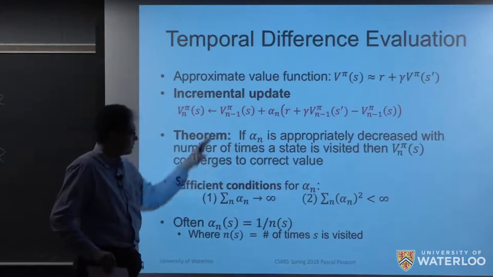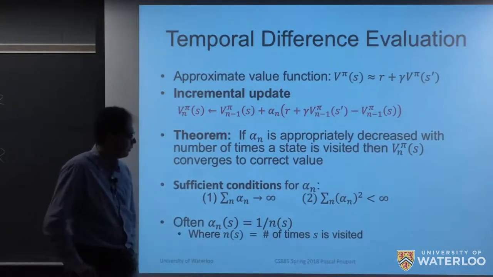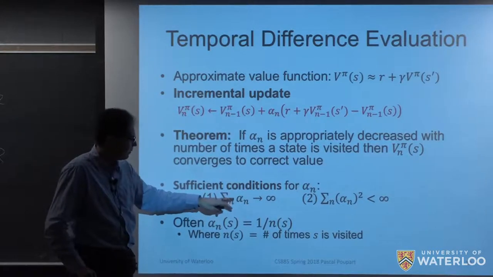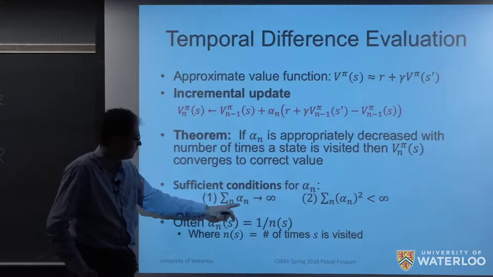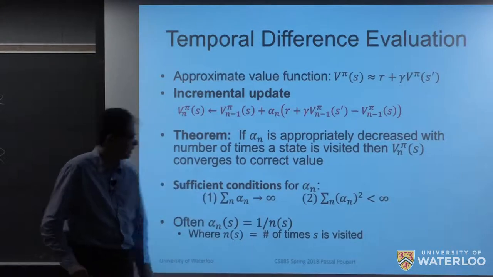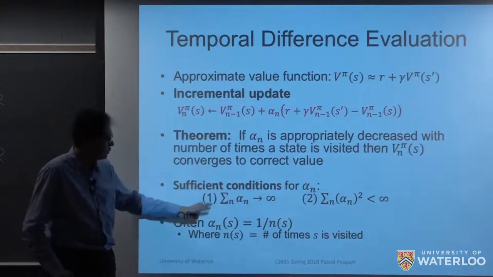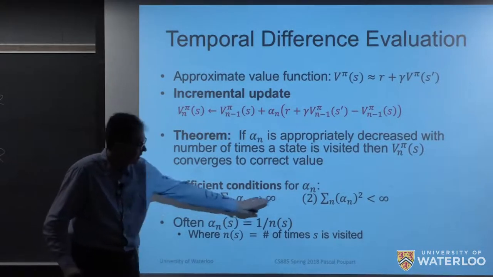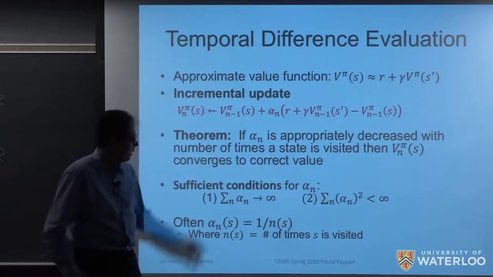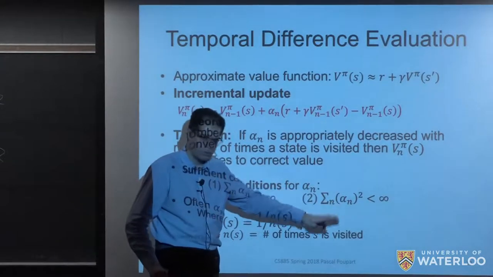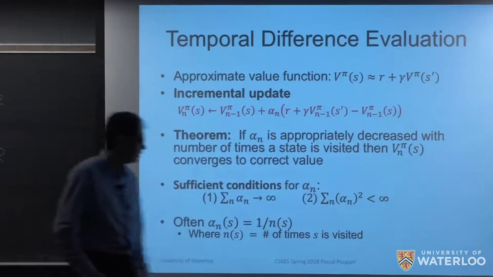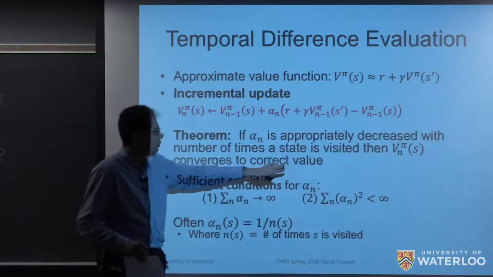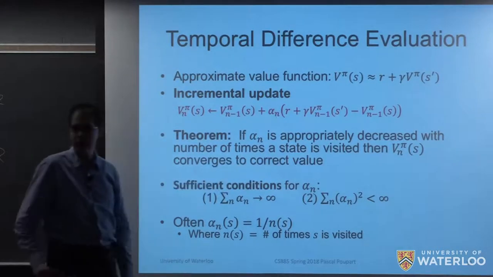This will hold as long as we have the following. We can prove this if we have a schedule for the learning rate alpha to decrease at a certain rate. Some sufficient conditions are that if I add up all the learning rates at every step, that sum goes to infinity, but if I add up the square of the learning rate, this remains finite. Then I can show that this will converge to the correct value for the value function.